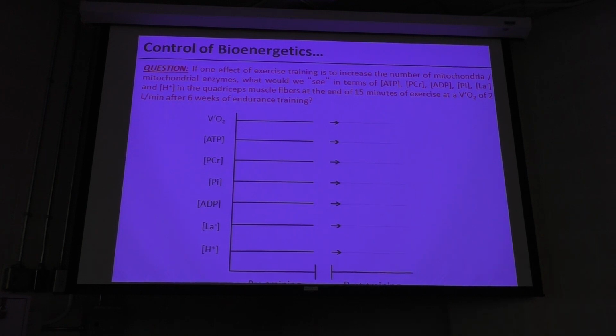So the question is, first, from pre to post training, the VO2 is 2 liters a minute. So it's a fixed VO2 requirement. Would we see that VO2 in the post-training condition would be higher, lower, or the same as it was in the pre-training condition? It would be the same. So the same VO2 or metabolic requirement. In this case, VO2 would be the same.